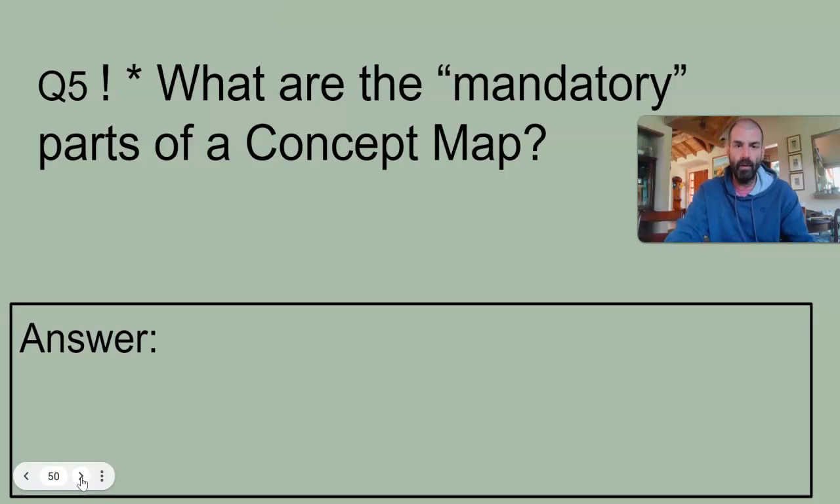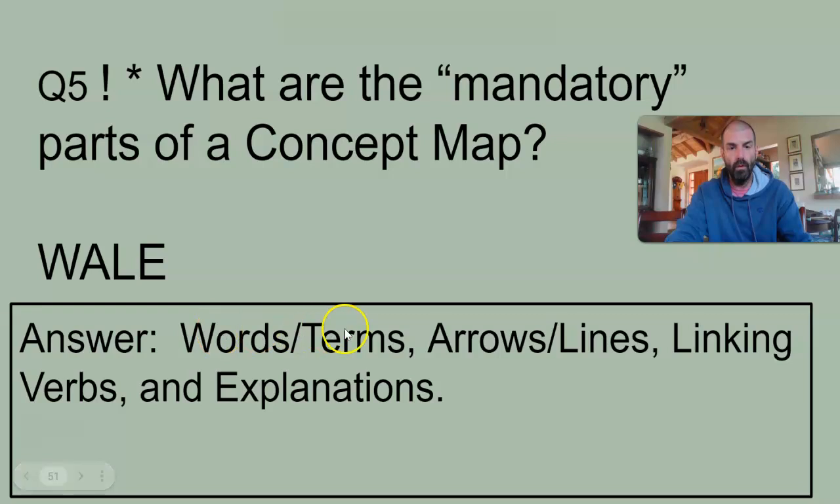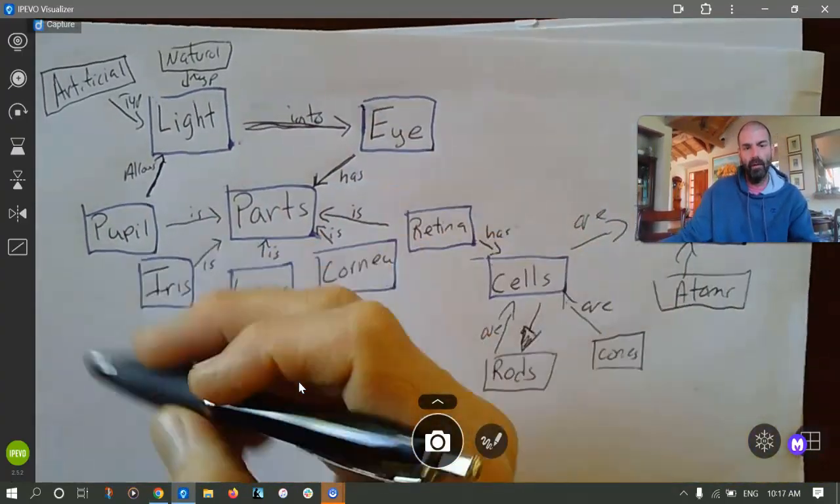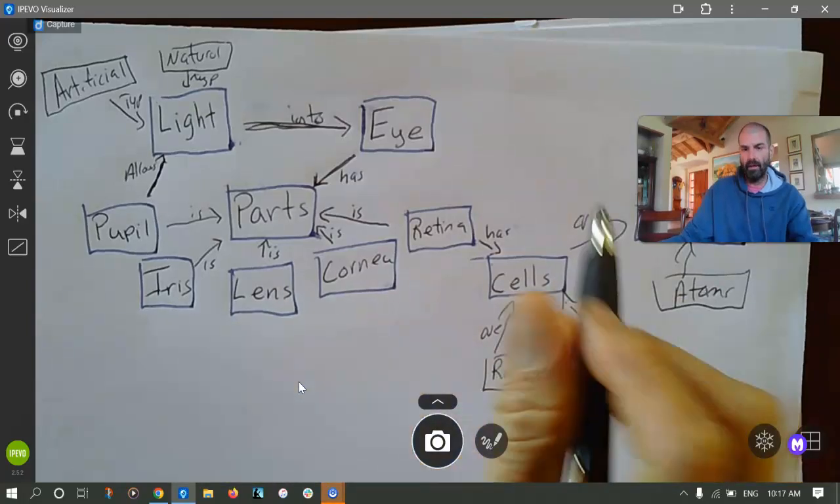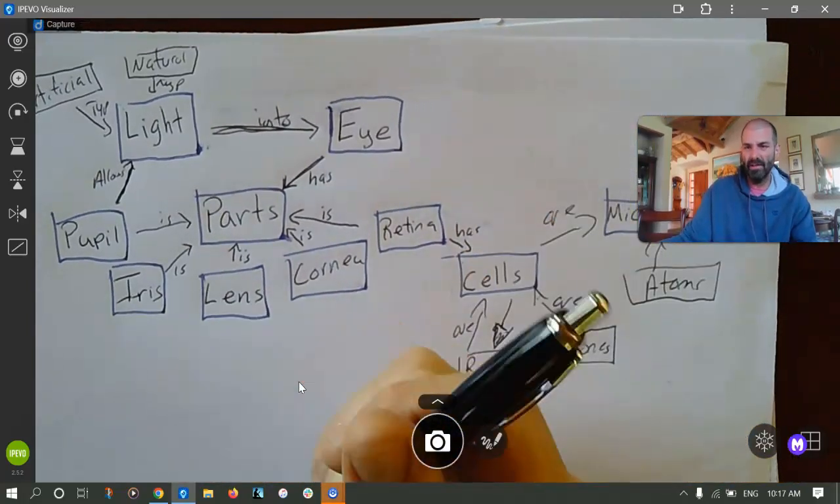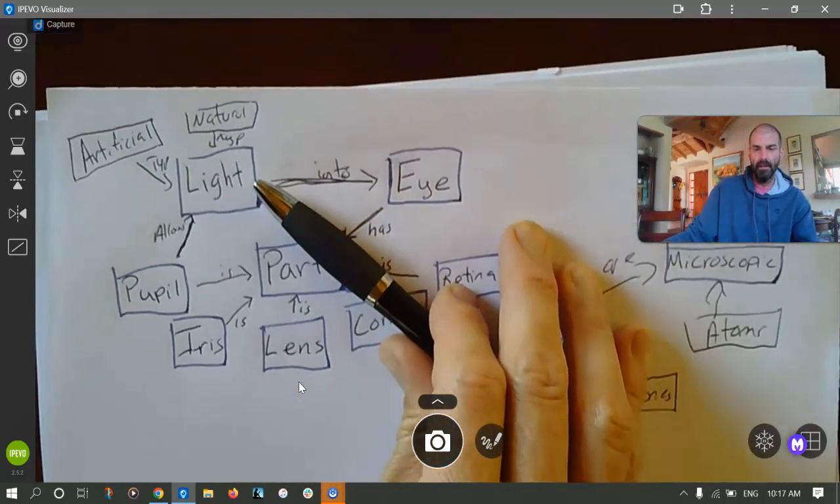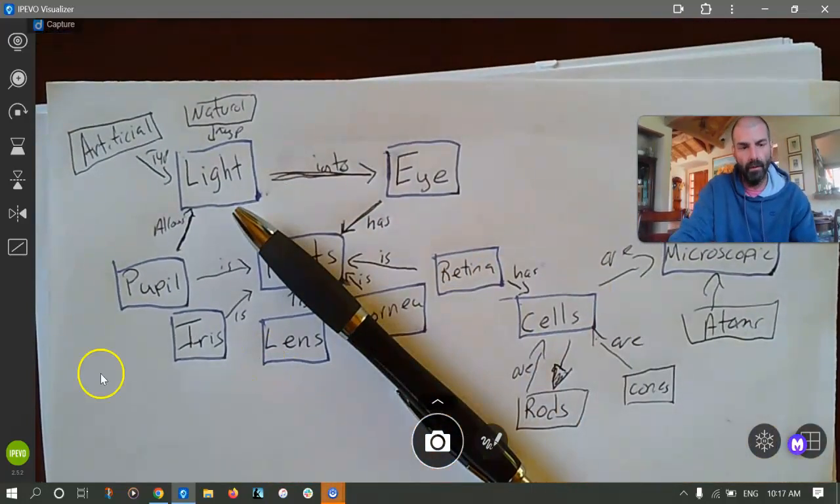And what are the mandatory parts of a concept map? 3, 2. Words, arrows, linking verbs, or words and explanations. I did not do an explanation on this. That would be the last step. I would then want to do a paragraph: the I has parts, and then I talk about the whole thing. And I gave out some sentence stems and paragraph stems in class to help us with that. Alrighty.